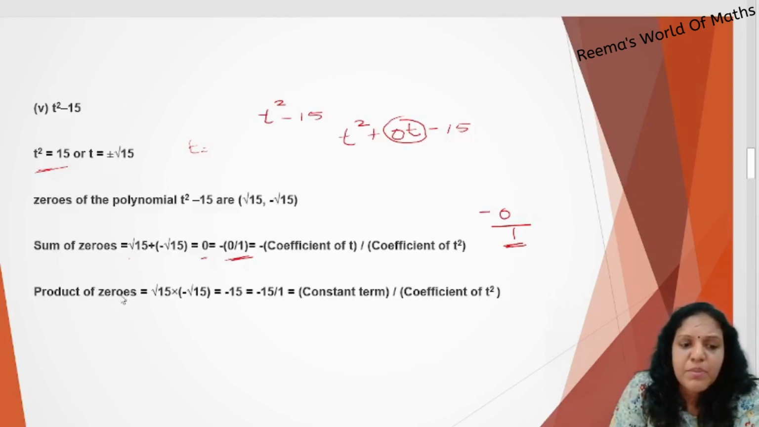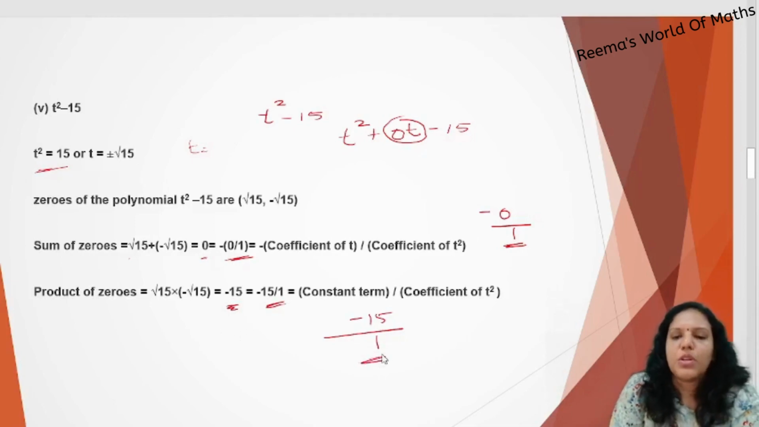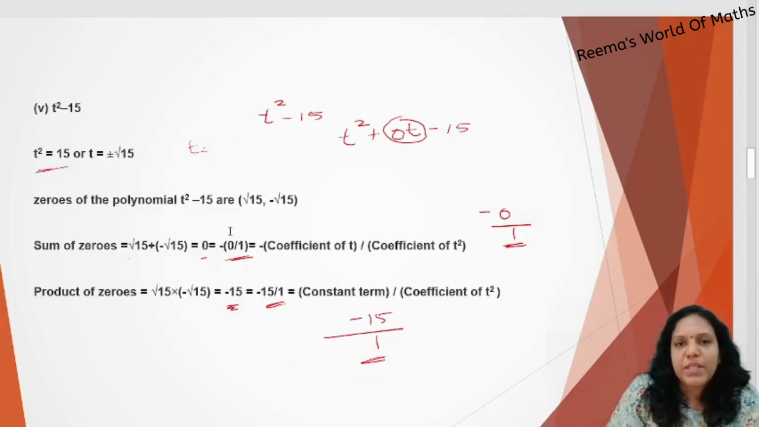The sum is 0. And the product of zeros, square root of 15 multiplied by square root of 15, will give you minus 15. The constant term here is minus 15 divided by the coefficient of t squared, which is 1. So minus 15 divided by 1 is also equal to the product of zeros. I hope this is clear. This is a little bit confusing. In the first one, they have given only t squared minus 15, so we need to assume the second term as 0t, which has the value of 0.